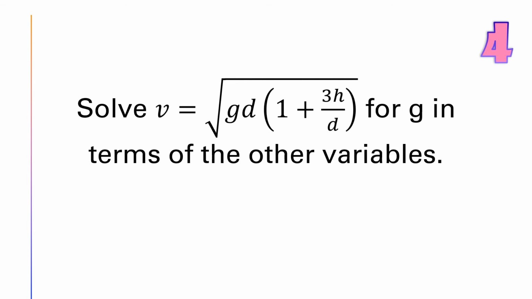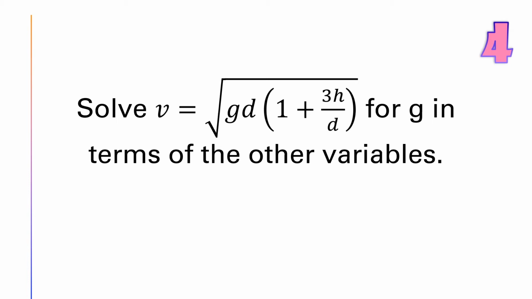Question number 4. Solve V is equal to the square root of GD times the quantity 1 plus 3H over D for G in terms of the other variables.